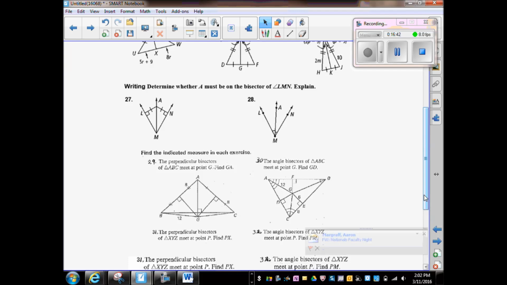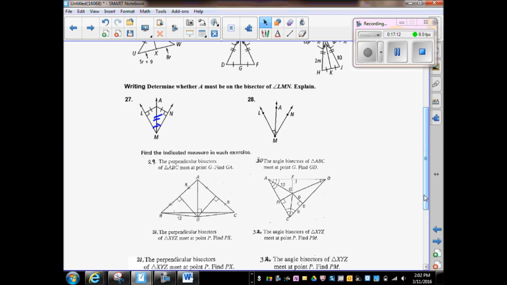Good. So by hypotenuse leg, because AM is reflexive to itself, it's hypotenuse leg, we know by CPCTC that these are congruent to each other. Also, the converse of the angle bisector theorem is true, that since these are congruent and perpendicular to the sides, we know it is on the angle bisector.